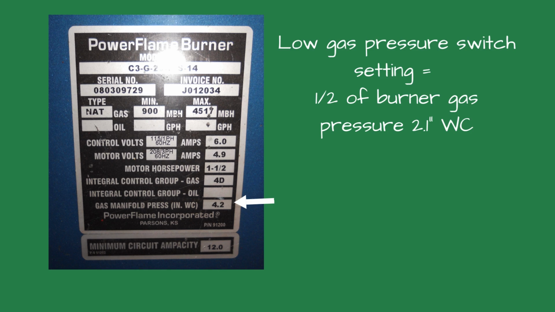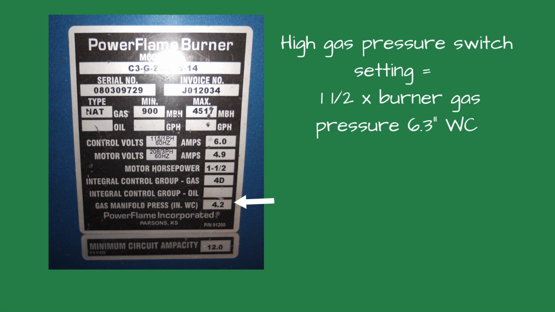The low gas pressure switch should be set for half of the rated gas pressure of the burner. You may find the rated gas pressure on the burner tag or in the burner manual. If you look at the burner tag above, you will see the rated gas pressure for this burner is 4.2 inches of water column. The low gas pressure switch should be set for 2.1 inches. If you divide the 4.2 by half, you'll get 2.1. The burner will shut off if the gas pressure drops below 2.1 inches.